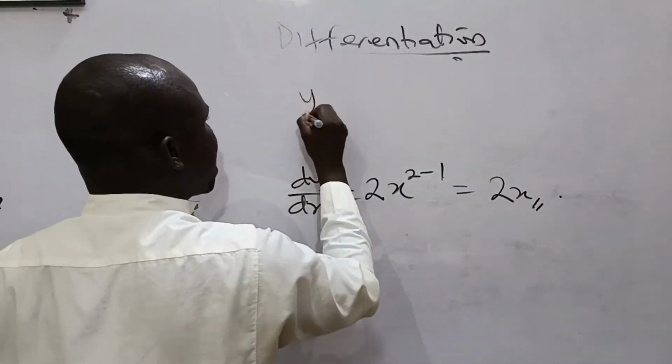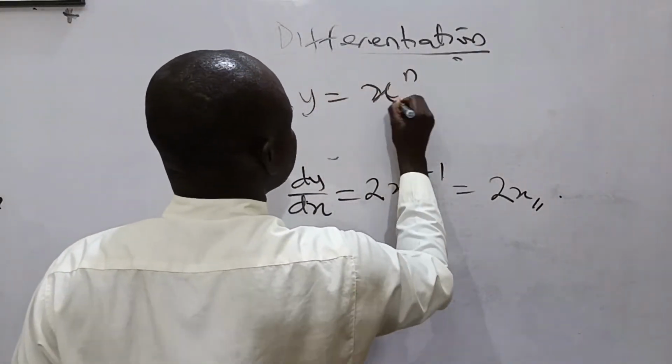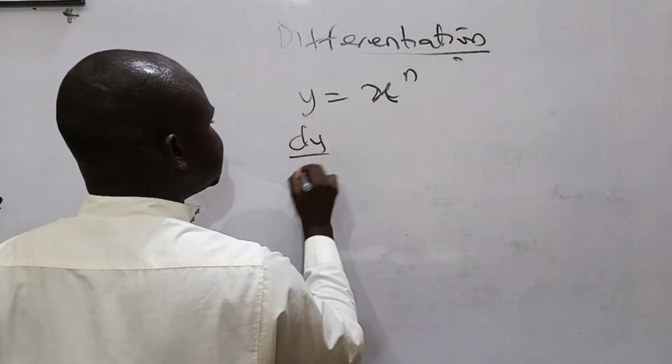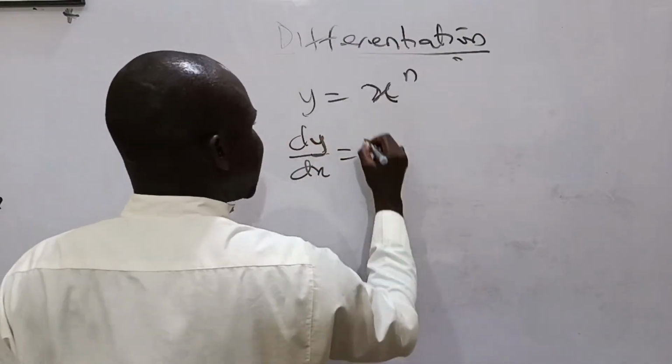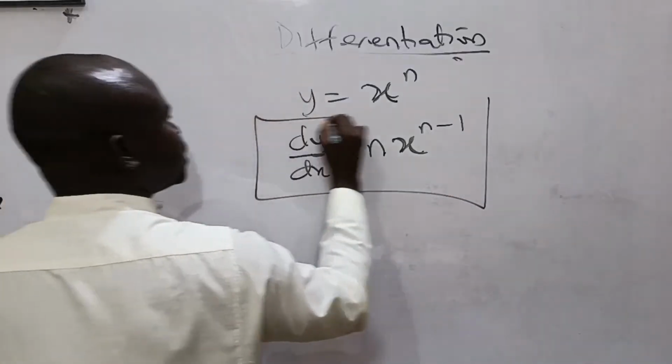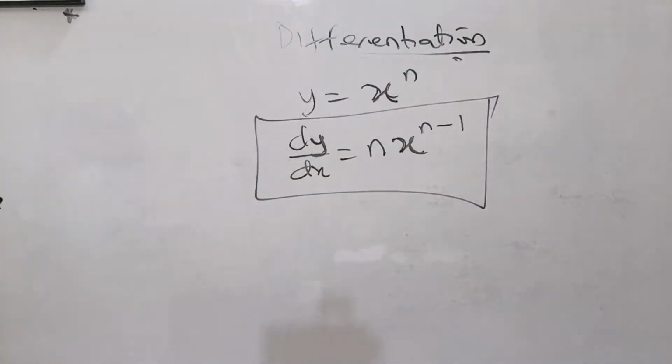And in general, when we have a polynomial function, if y is equal to x raised to power n, then dy/dx will be n x^(n-1). That's what we are going to have. That's how to differentiate. If y is x raised to power n, the n will come down, and we have x to the power n minus 1. That is the normal way to differentiate a polynomial function. So let's take another example. This is how to differentiate the polynomial function.